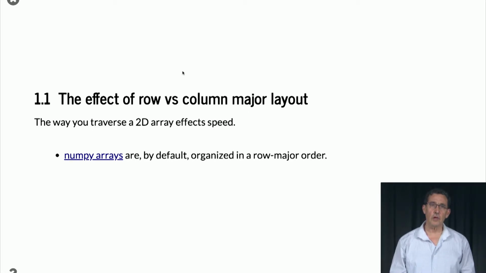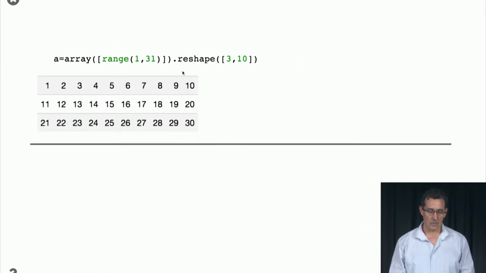NumPy arrays, by default, are organized in row major order. So what does that mean? If I define an array in this way, and then print it in a pretty way, you see that the index of the elements increases with the column, 1, 2, 3, 4, 5, 6, 7, 8, 9, 10, and then only increases with a row. So that's called row major.